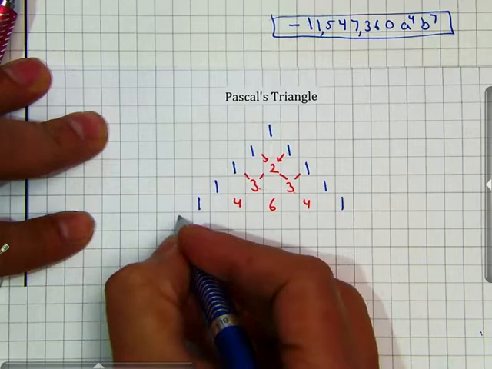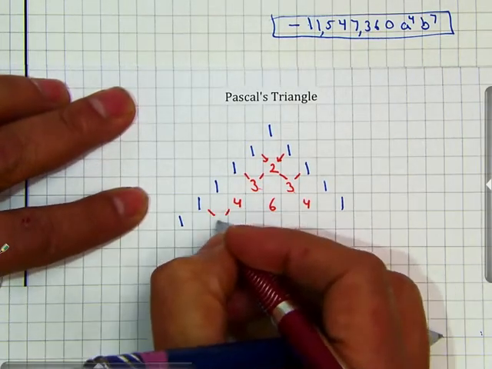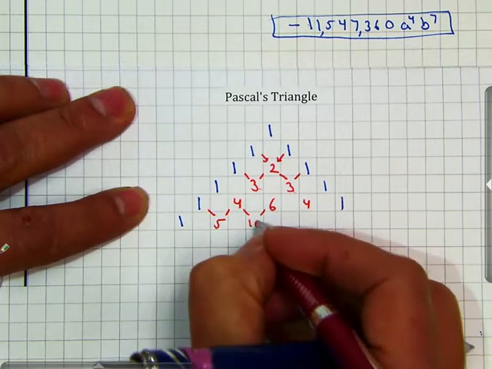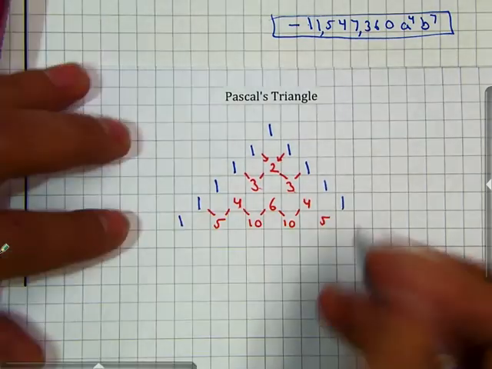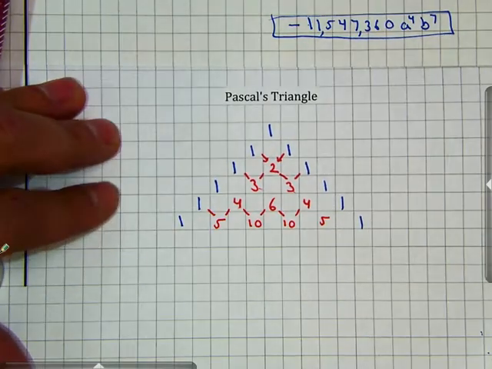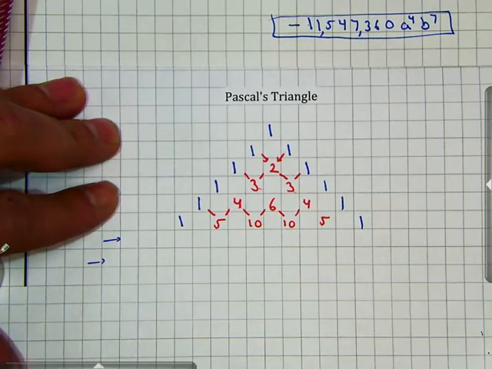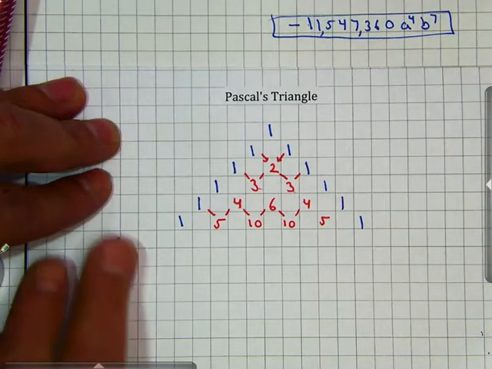The next one will be 1. You add up those two numbers. 1 plus 4 will give me a 5. 6 plus 4 will give me a 10. 10, 5, and a 1. So try the next two rows and see what you get. Go and pause it.